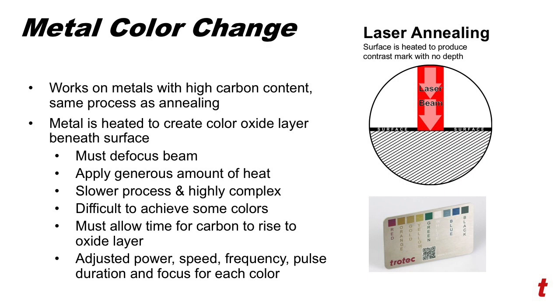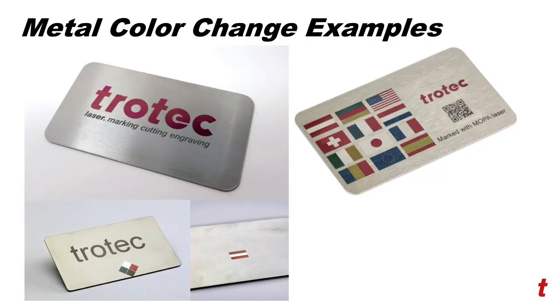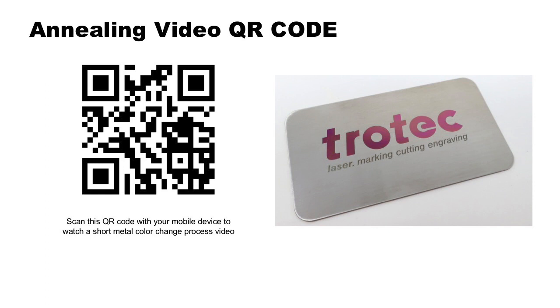and you adjust the power, speed, frequency, and pulse duration, as well as the focus to achieve each individual color. We have calibrated many of these colors on some materials, but this is a complex process to do. Here are a few examples of color engraved into stainless steel. If you would like to see an annealing color change video onto stainless steel, please scan this QR code with your mobile device to watch a short metal color change process video.